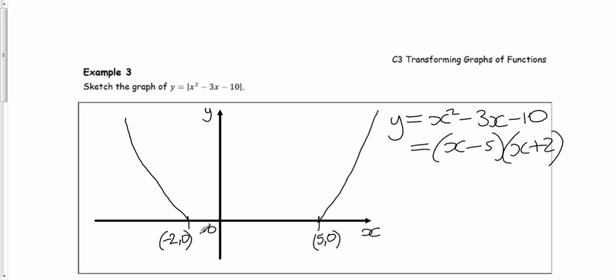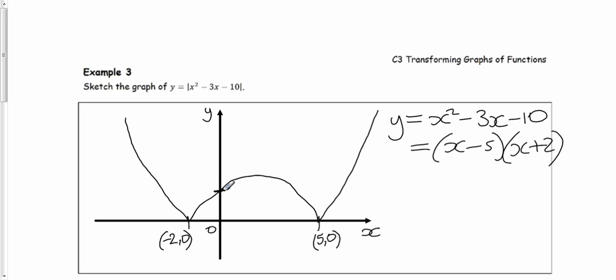The middle section of the graph, which had a minimum point roughly there, had negative y values. So it's going to be reflected and look something like that. Make sure you've got a smoother curve than this.